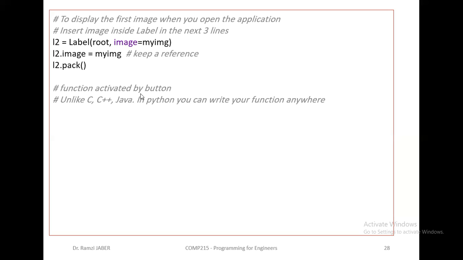Then the function activated by the button. Here, unlike C, C++ or Java, in Python you can write your function anywhere. Def, a new function, rolling_dice. This function is called rolling_dice. If I click the button, rolling or next die, this button will call this function. So we have a customized function here called rolling_dice. Now, once more we repeat everything from before inside the function. Another variable, m equals random.choice(dice), so here we have another picture name. Then my image two equals PhotoImage, file equals m. So we repeat the first one.